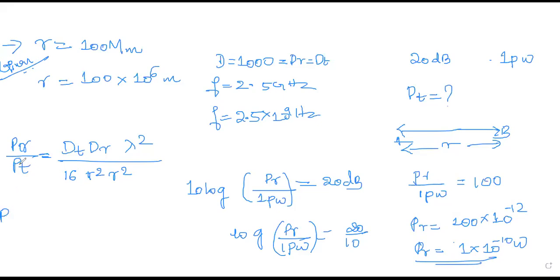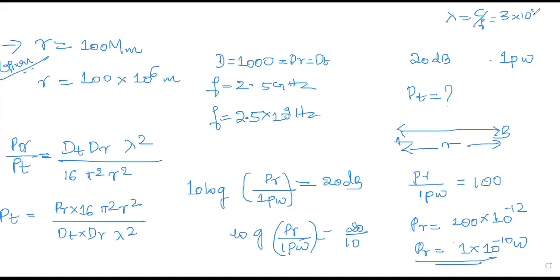You need to find out PT, so the formula will change. Everything in the denominator will become numerator, and the numerator will become denominator, because you're finding PT. So first change the formula. PT equals PR into 16 pi square R square divided by DT into DR into lambda square. Find out lambda. Lambda is C by F, which is 3 into 10 power 8 divided by 2.5 into 10 power 9.